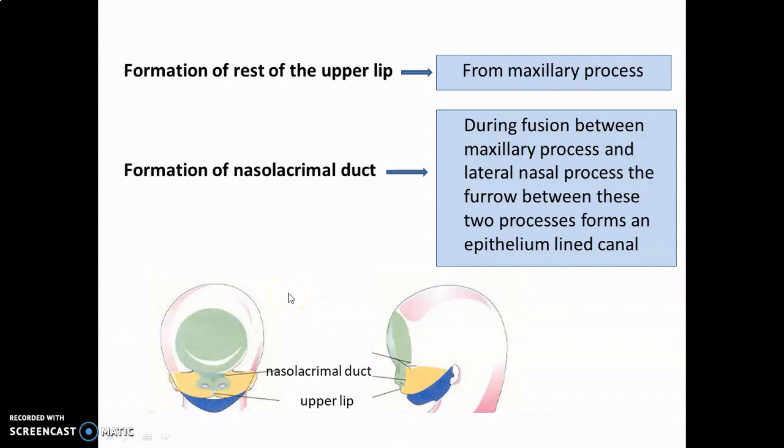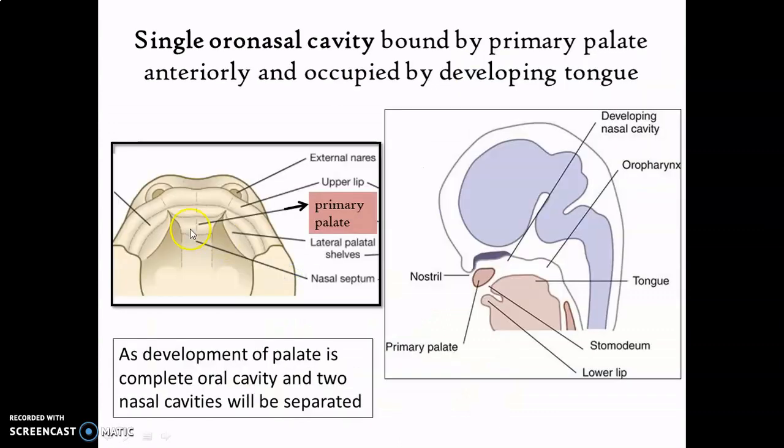As these many developmental events are complete, now there is a single oronasal cavity which is bound anteriorly by the primary palate and is occupied by the developing tongue. And in the midline, you can even appreciate the nasal septum, which grows downwards and inwards from the frontonasal prominence. And in this image, you can appreciate the single oronasal cavity. There is the primary palate anteriorly and the nostrils you can appreciate here. And the tongue, you see, is present in a very superficial position in the roof of the primitive oral cavity or stomodium.